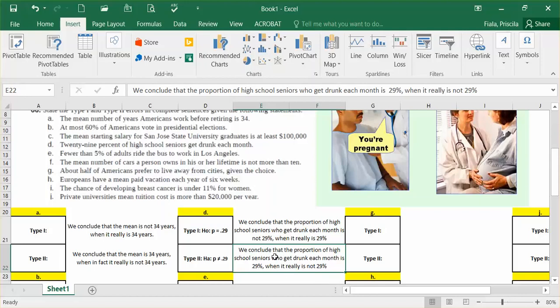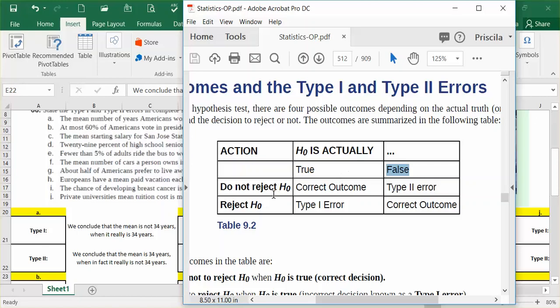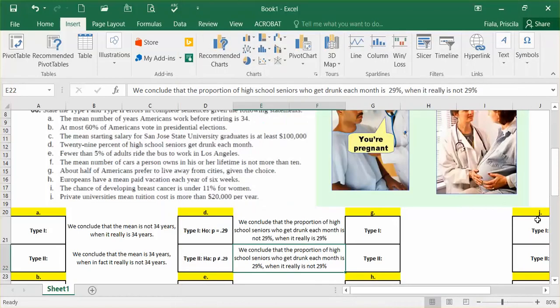So right here, we conclude that the proportion of high school seniors who get drunk each month is 29%, when in reality it's not 29%. In this case, we knew that the null hypothesis was false, but we accept it. Okay.